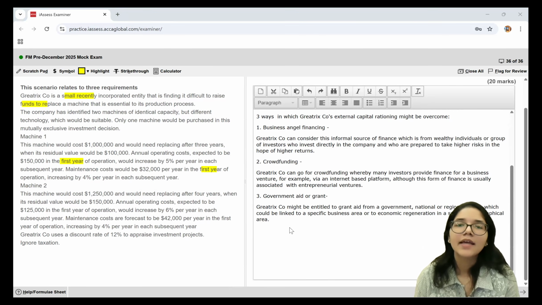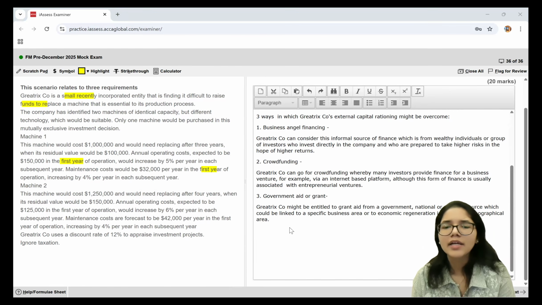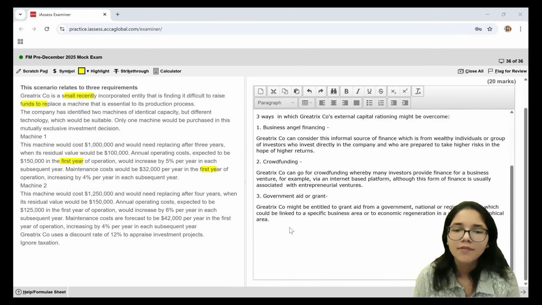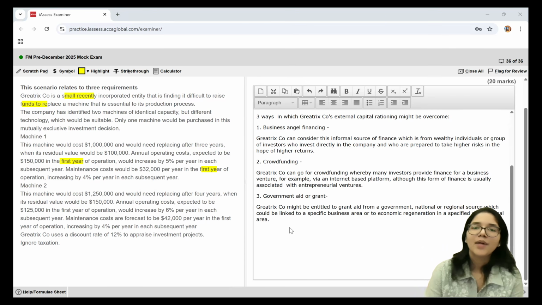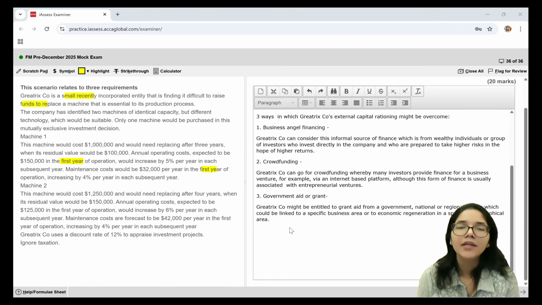Another solution is that they can go for crowdfunding. Usually crowdfunding is used for entrepreneurial ventures, but crowdfunding is where many investors will come together on a platform and invest money in a particular company to finance a particular venture.